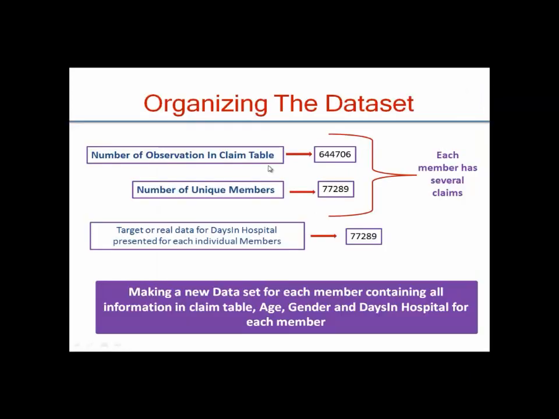We need to organize the data provided in the claim table, the member table, and the second year days in hospital. The number of observations in the claim table is almost 650,000. The number of unique members is almost 77,000. So we can conclude that each member has several claims in the first year.